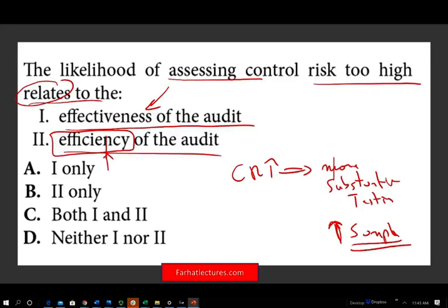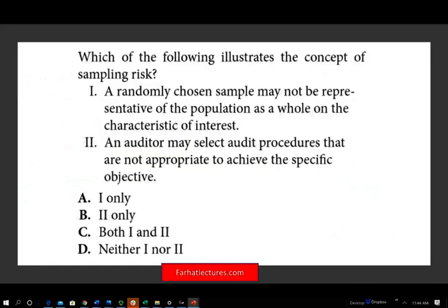You're doing more work. Maybe you're not supposed to do more work because you assessed the control risk too high. If you assess the control risk too high by mistake, you are less efficient. Therefore, the answer is B. You are still effective. Why? If you do more work, you're definitely effective because you're trying to catch everything you can catch.